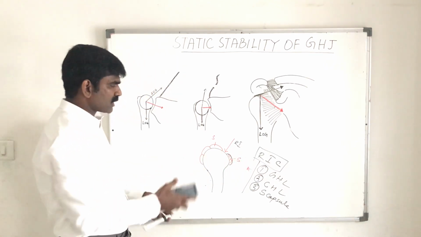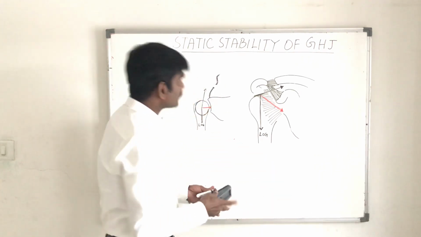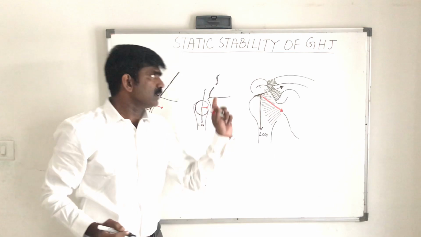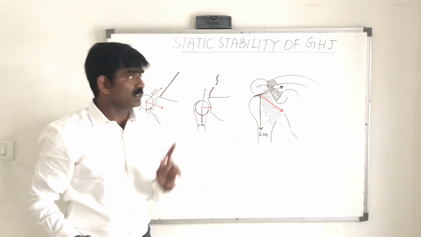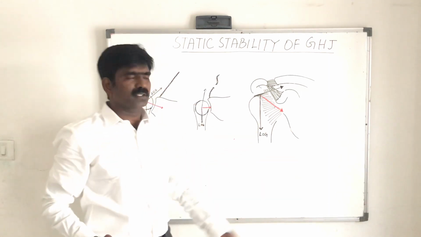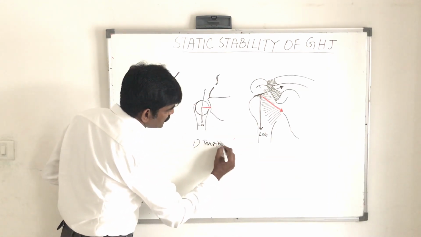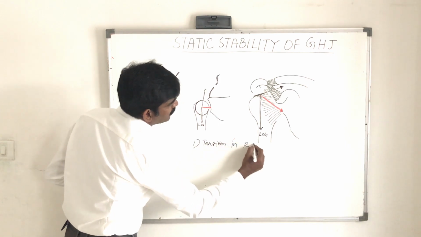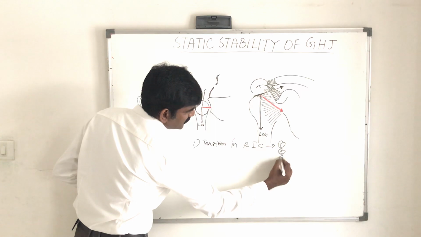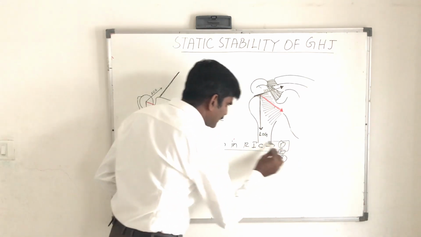So what we have discussed, the 3 factors which maintain the joint stability, static stability, not dynamic stability. Dynamic stability we will discuss next class. So first is tension in rotator interval capsule. This we discussed. There are 3 structures. So first we will discuss the first point.